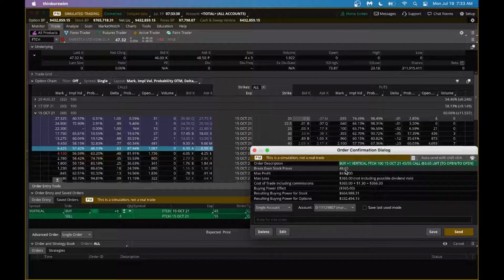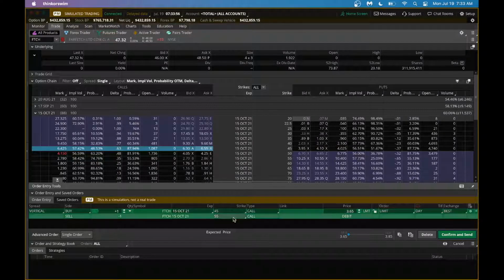So if you think this stock, Farfetch, is going to jump, and typically this stock does very well during the quarterly earnings, this is a better bet. The only thing to note is that your break-even point is above the current stock price. This is one way to play.